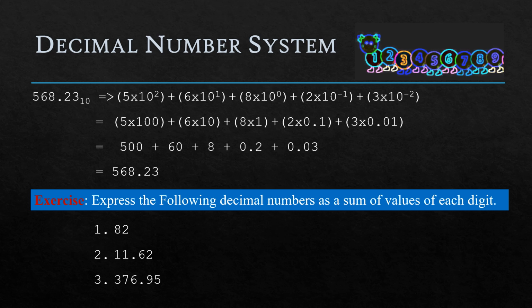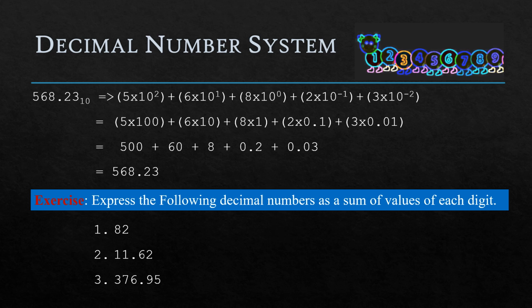So that's the integer part. And what about the fractional part? 0.23 can be represented as 2 into 10 power minus 1 plus 3 into 10 power minus 2. So we will be getting 500 plus 60 plus 8 plus 0.2 plus 0.03, which is equal to 568.23.